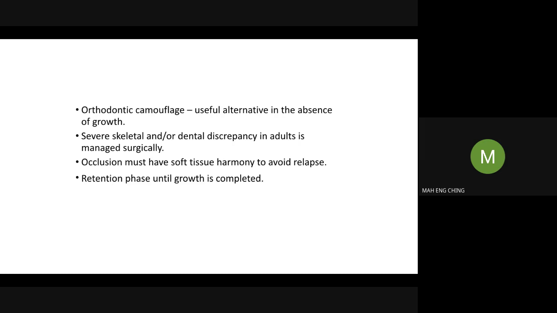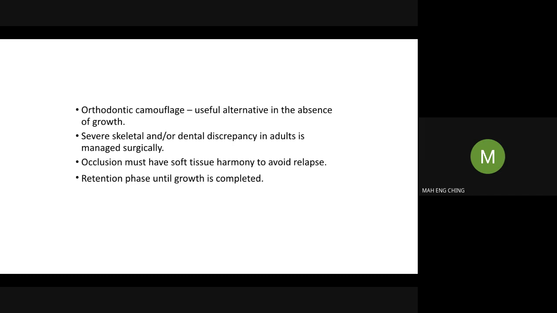So severe skeletal or dental discrepancy in adults is managed surgically. So when it comes to severe cases, where the patient is not growing, then the only choice is surgery. So if braces cannot achieve a reasonable result, then you go for surgery.